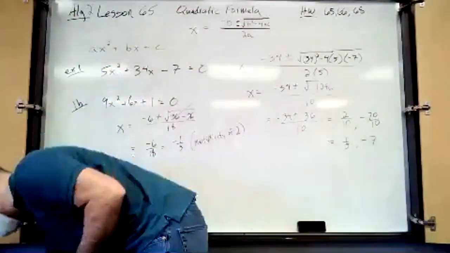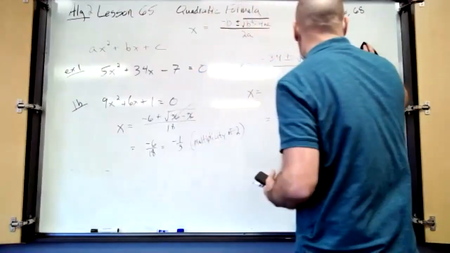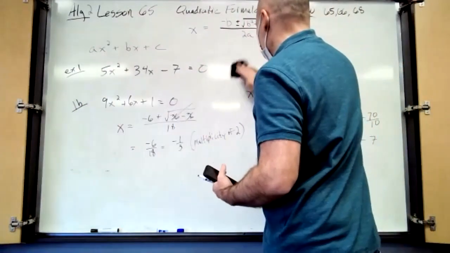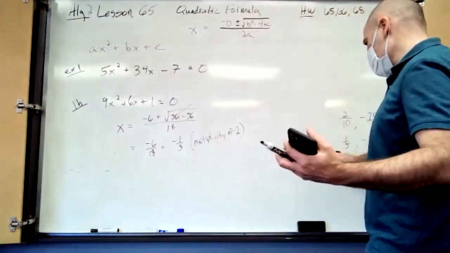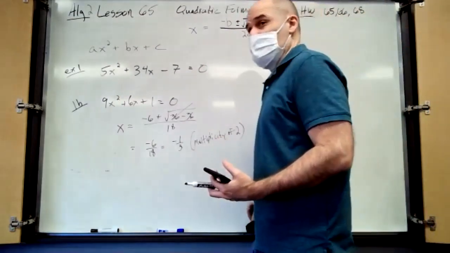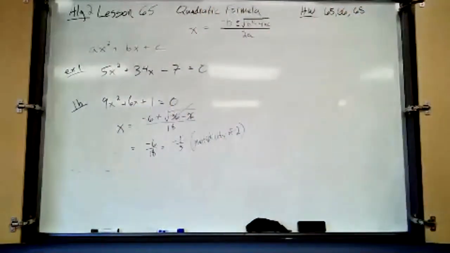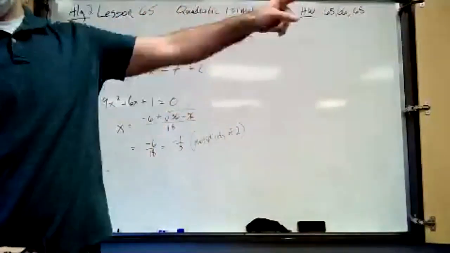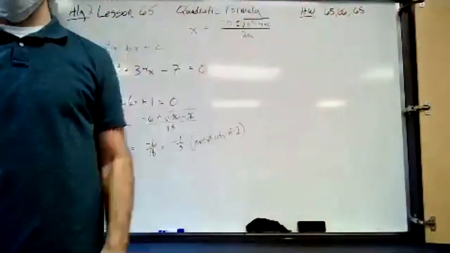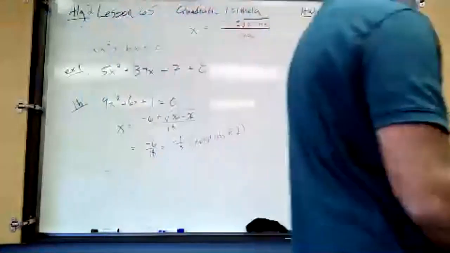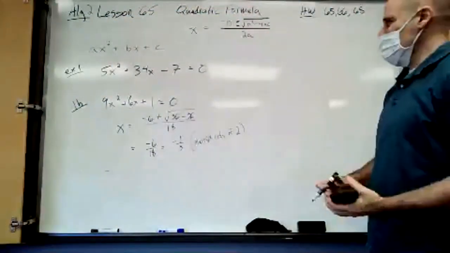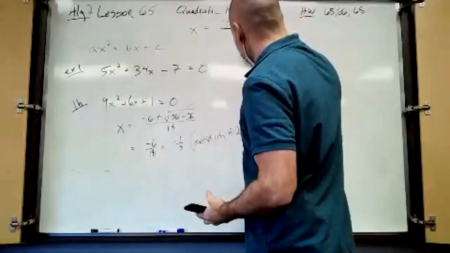Here's the scenario that you would probably run into more than anything. My quadratic solving method of choice is factoring, because I like to factor. And if it's factorable, then you just got to get it down to parentheses and figure out what makes zero, right? But if it's not factorable, then you either have to use completing the square or the quadratic formula. If it's not factorable, I usually don't do completing the square. I just do the quadratic formula. So this is what you'll get most of the time.